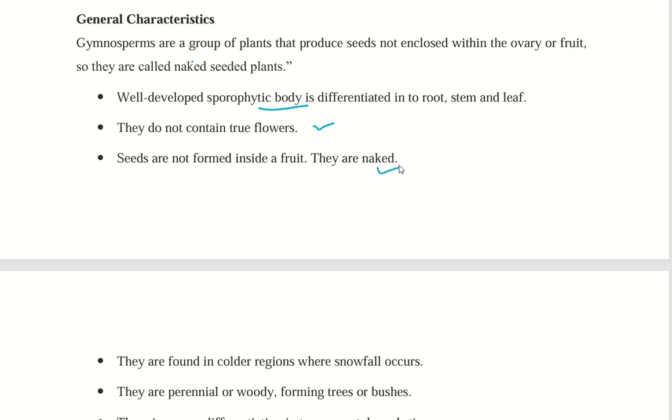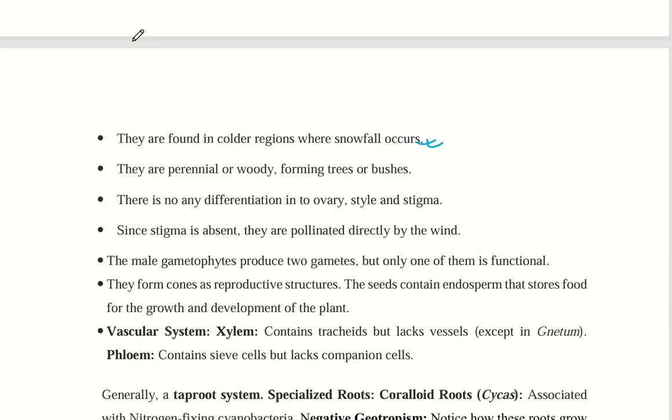They are naked and found in colder regions where snowfall occurs generally, but plants like cycas and Ephedra are even found in hot regions like tropical or subtropical regions. They are perennial or woody, forming trees or bushes, and they are not differentiated into ovary, style and stigma. Since the stigma is absent, they are wind pollinated, which is also known as anemophily.